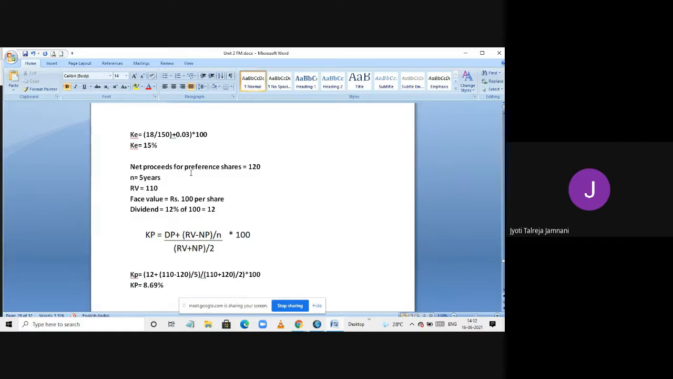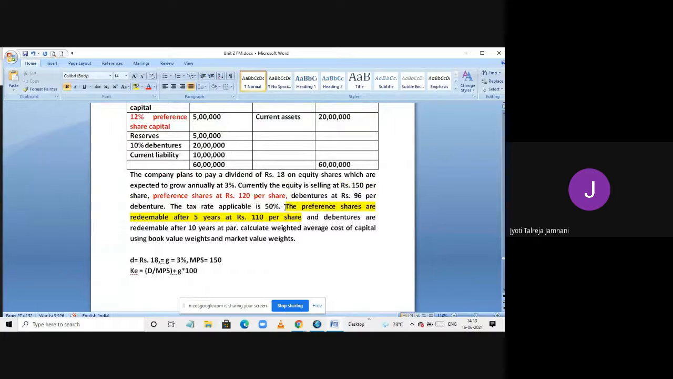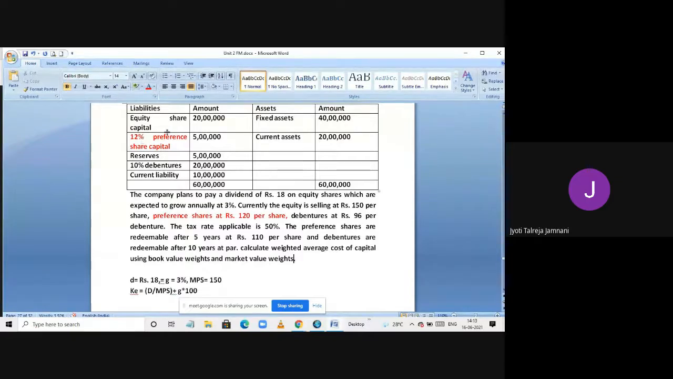Just listen carefully. What all is given about preference shares. I will highlight it in red so that you don't get confused. Here they have said 12% preference shares in the balance sheet. So 12% is the dividend. Currently the preference shares are sold in the market at rupees 120 per share. This is your net proceeds. Then they have said the preference shares are redeemable after 5 years at rupees 110 per share. So in the question they have given us dividend percentage, net proceeds, redeemable value, and the time for redemption.